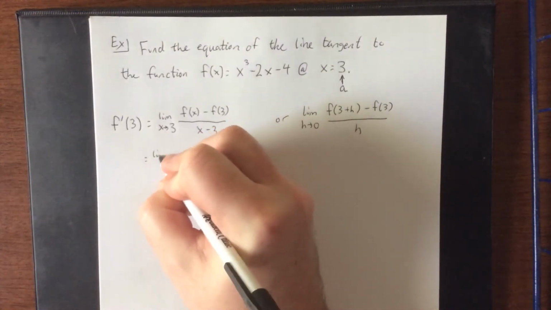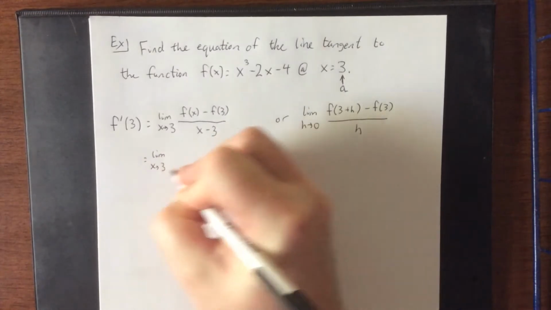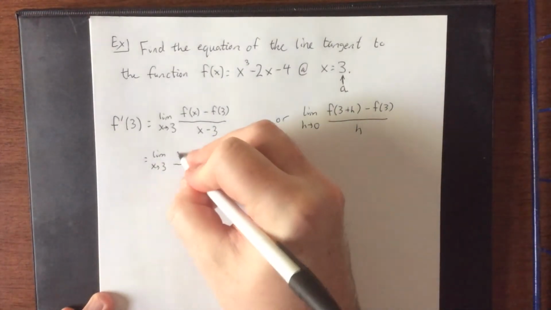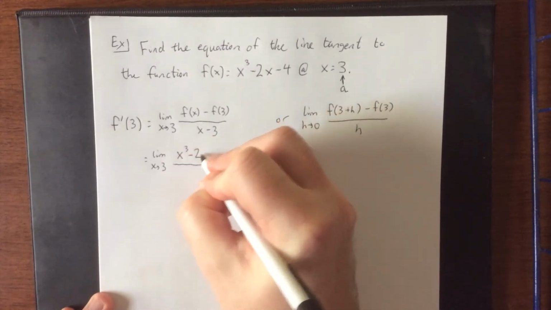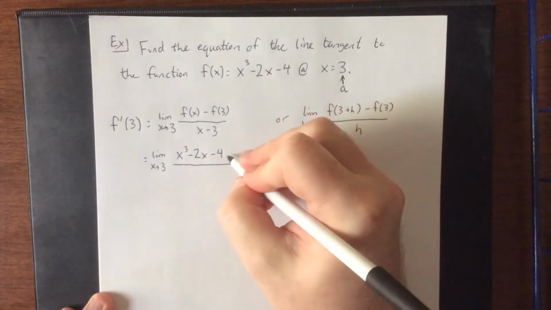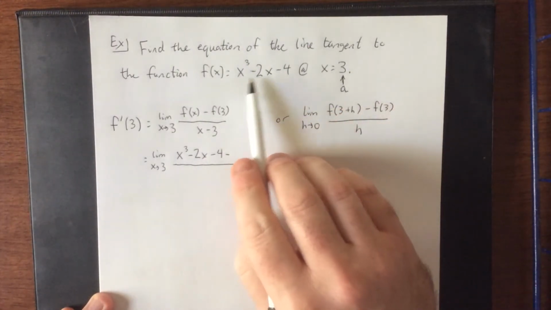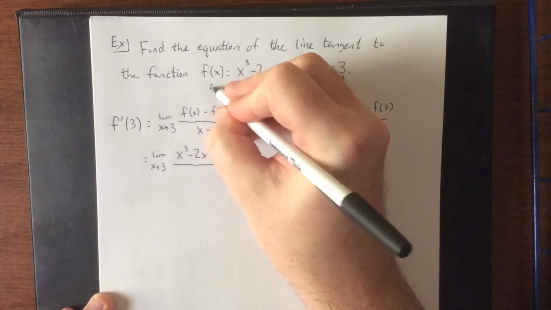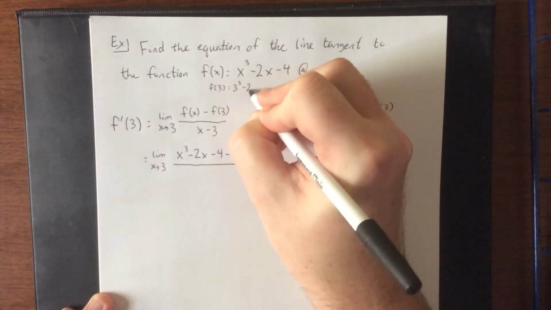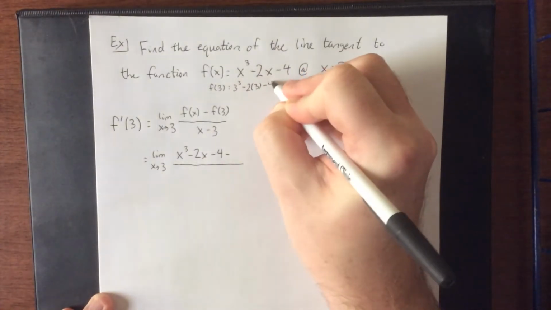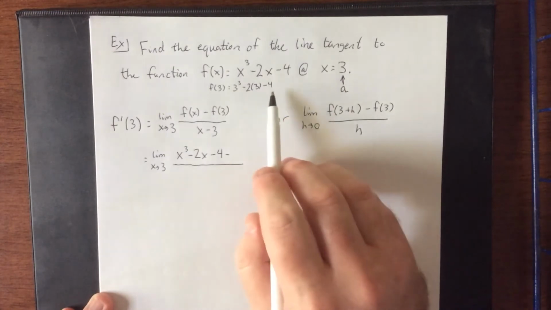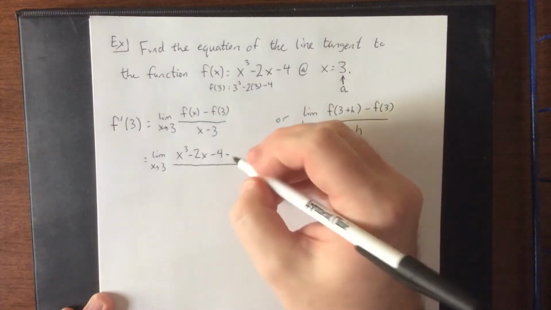So in the first case, this would be the limit as x approaches 3 of f of x. We simply recopy the function, x cubed minus 2x minus 4. Now as far as f of 3 is concerned, we would have to go back to the original function and plug in x equals 3. So f of 3 is going to be equal to 3 cubed minus 2 times 3 minus 4. That'd be 27 minus 6, which is 21, minus 4, which is 17.